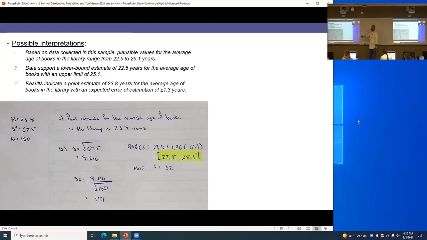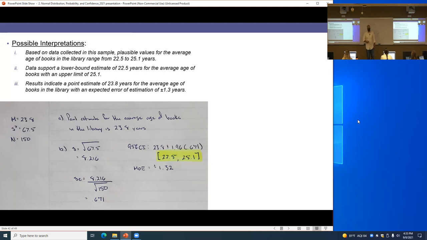And then here we've got my standard error. Oops, we forgot to do this. So we've got our standard deviation here, dropping down, calculate our standard error. This is gonna be our standard deviation over the square root of our sample size, which is 150, gives me a standard error of 0.671.